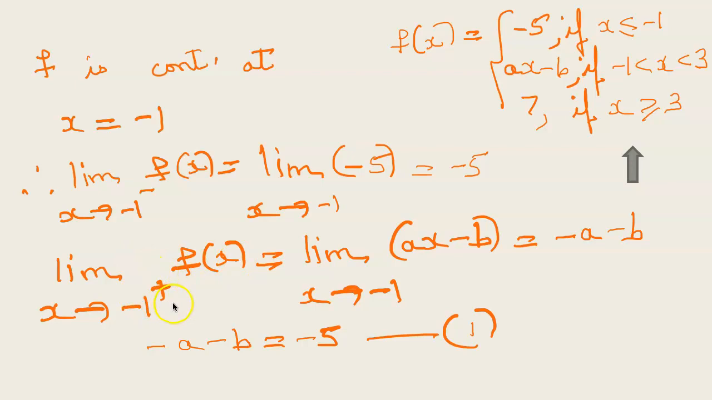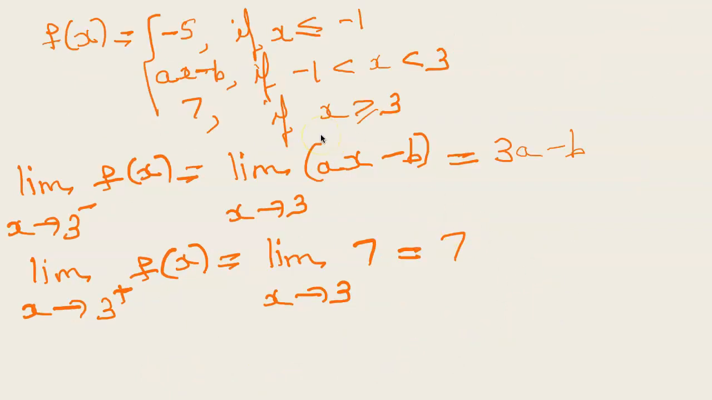The limit as x tends to -1 from the right of f(x): -1 to the right means f(x) is ax + b. So it will be the limit as x tends to -1 of ax + b, that is -a + b. And since f is continuous at x = -1, the left hand limit equals the right hand limit. So I have -a + b = -5.